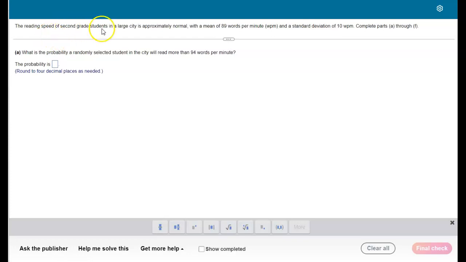The reading speed of second grade students in a large city is approximately normal. That's important. That tells us that we are looking at a normal probability distribution. So I immediately have the vision of the normal curve in my head. The reading speed mean is 89 words per minute, and it has a standard deviation of 10 words per minute. It says to complete parts A through F, and the first part asks about the probability a randomly selected student in the city will read more than 94 words per minute. So that, to me, is a normal probability distribution.